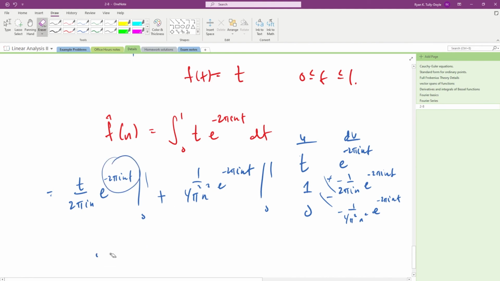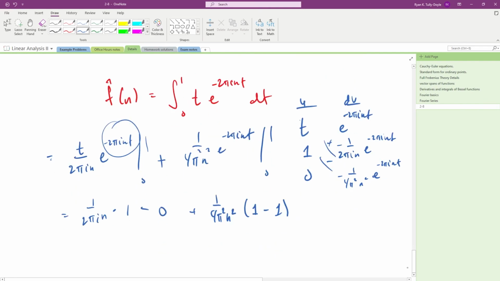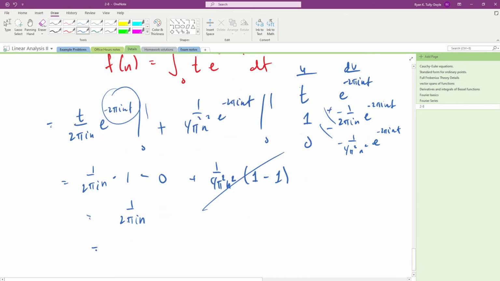So what you end up with is 1 over 2 pi i n times 1 minus 0 plus 1 over 4 pi squared n squared times 1 minus 1. So that term vanishes. And all you're left with is 1 over 2 pi i n, which you could rewrite as minus i over 2 pi n. This is the general formula for f hat of n for the sawtooth wave.